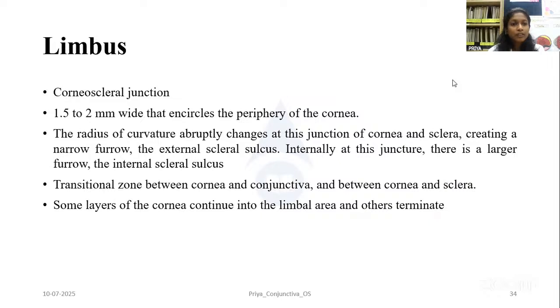Limbus. The corneoscleral junction, 1.5 to 2 mm wide, encircles the periphery of the cornea. The radius of curvature abruptly changes at this junction of the cornea and sclera, creating a narrow furrow, the external scleral sulcus. Internally, at the juncture, there is a larger furrow, the internal scleral sulcus. It is a transitional zone between cornea and conjunctiva and between cornea and sclera. Some layers of the cornea continue into the limbal area and others terminate.